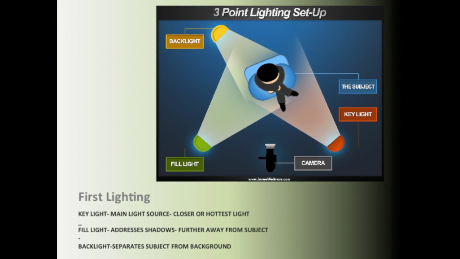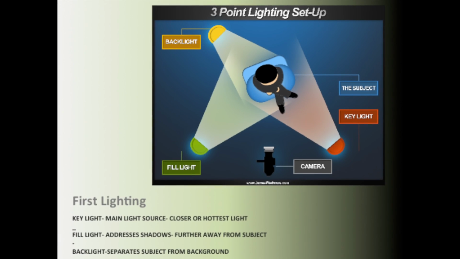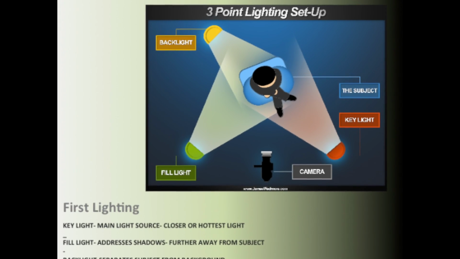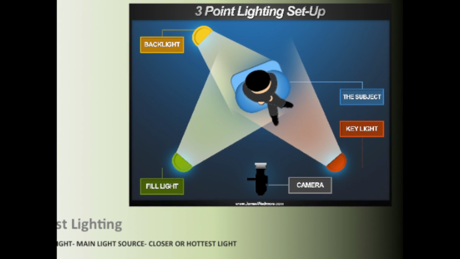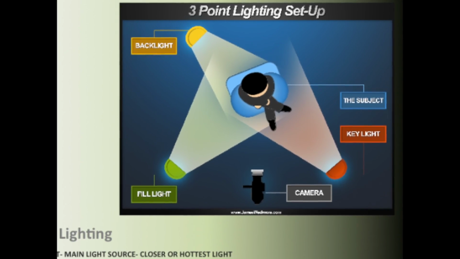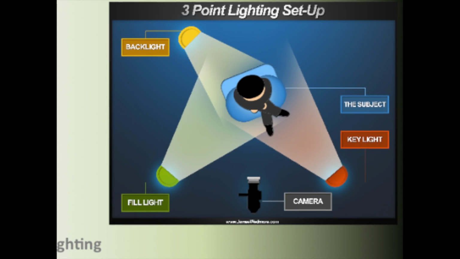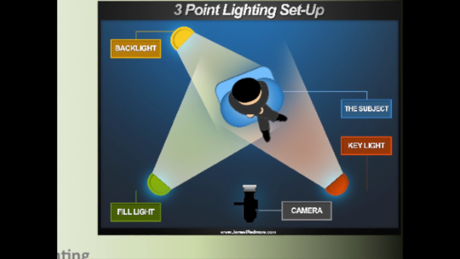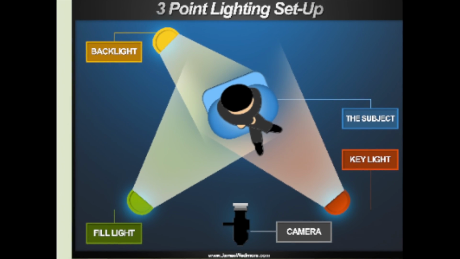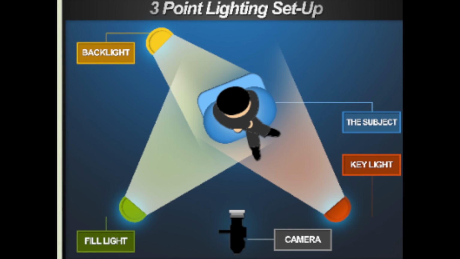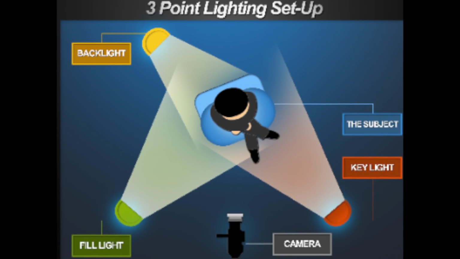Now, even in green screen lighting, we still have to address what we call three-point lighting. In three-point lighting, which is a basic setup, we have a key light, which is your main light source, usually the source that's closest or the hottest light that you have. Then we have a fill light, and that light source is basically there to break up some of the shadows on the other side of your subject. And then the last light would be your backlight, and that light is primarily there to separate your subject from the background.